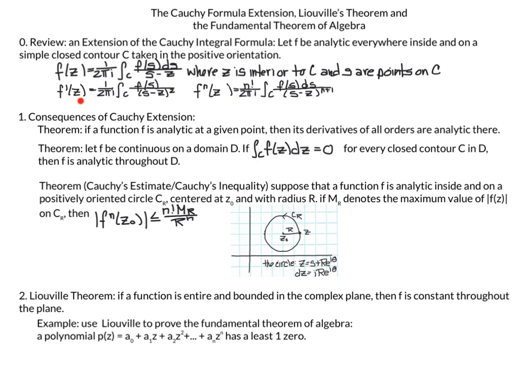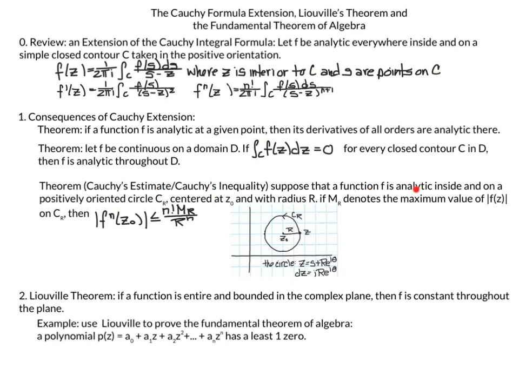Our new consequences or theorems that we get from this Cauchy extension: if a function f is analytic at a given point, then its derivatives of all orders are also analytic at that point. The next theorem: let f be continuous on a domain D, then if the line integral around C, any closed contour in D, is equal to 0, then we can conclude that f is analytic throughout D. We kind of had the converse of this theorem in a previous video when we talked about the Cauchy-Goursat theorem. And then here, the last theorem, the Cauchy estimate, also the Cauchy inequality.